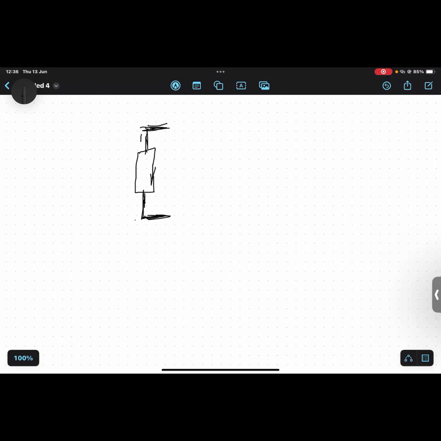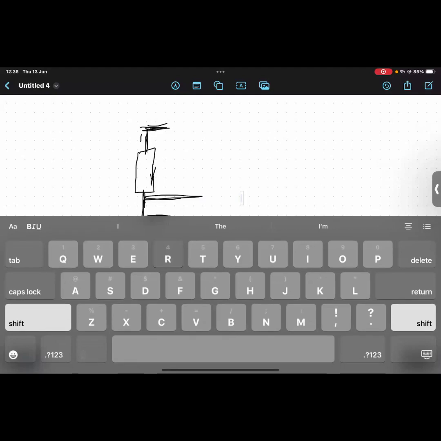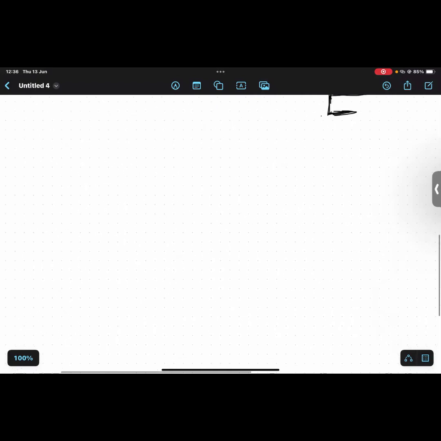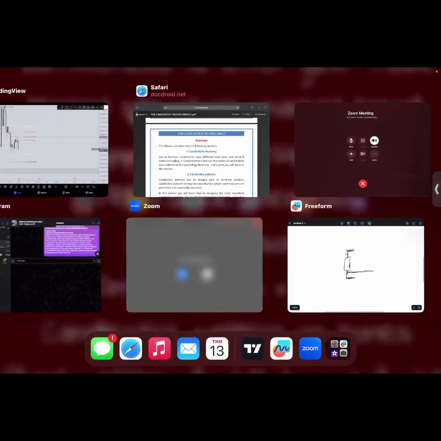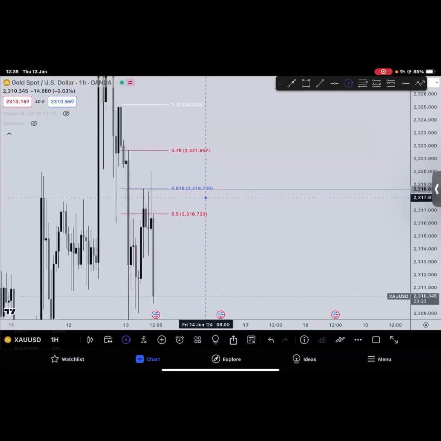And for me, I use the wick for one thing. The wick signifies rejection for me. That is telling me that price rejected. Price is refusing to push past that area. Let me give you an example, this gold trade now. You can see what happened here. This is a wick. You can see rejection.